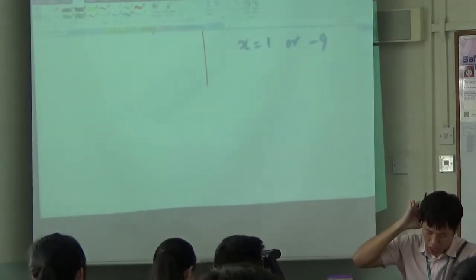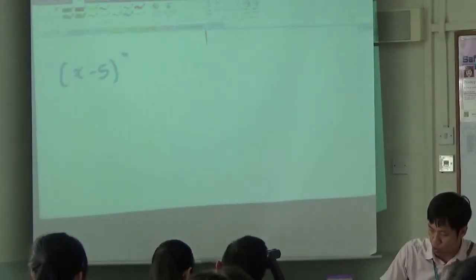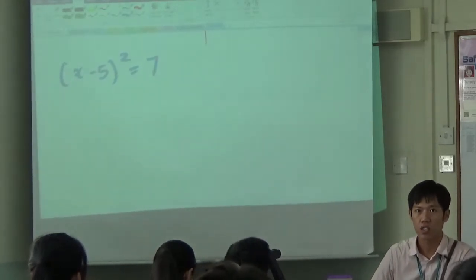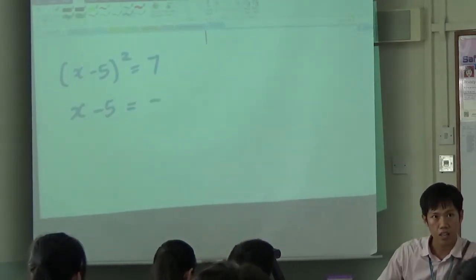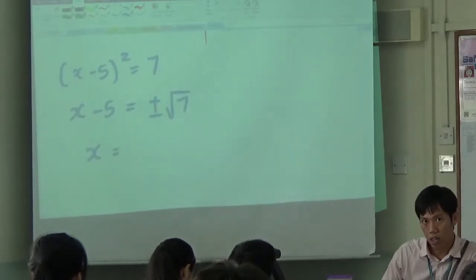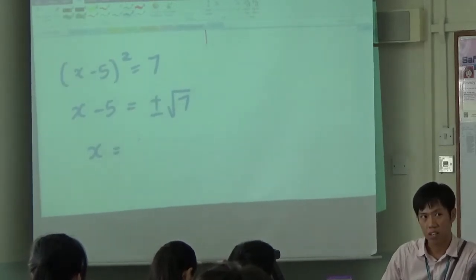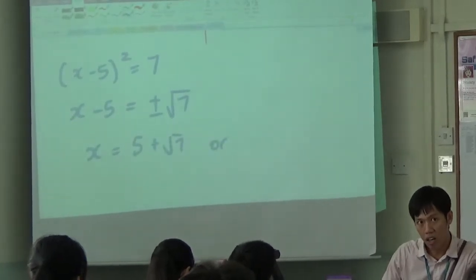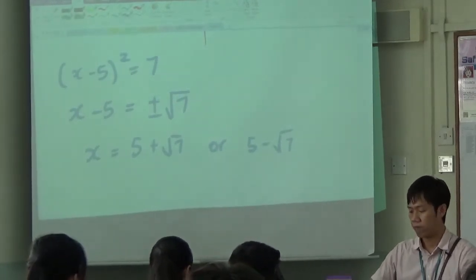Okay, so let's try one more example. x minus 5 squared equals 7. Okay, what do you think we should do? Square root, and we get, okay, so x must be equal to 5 plus square root 7 or 5 minus square root 7. Okay. Very good.